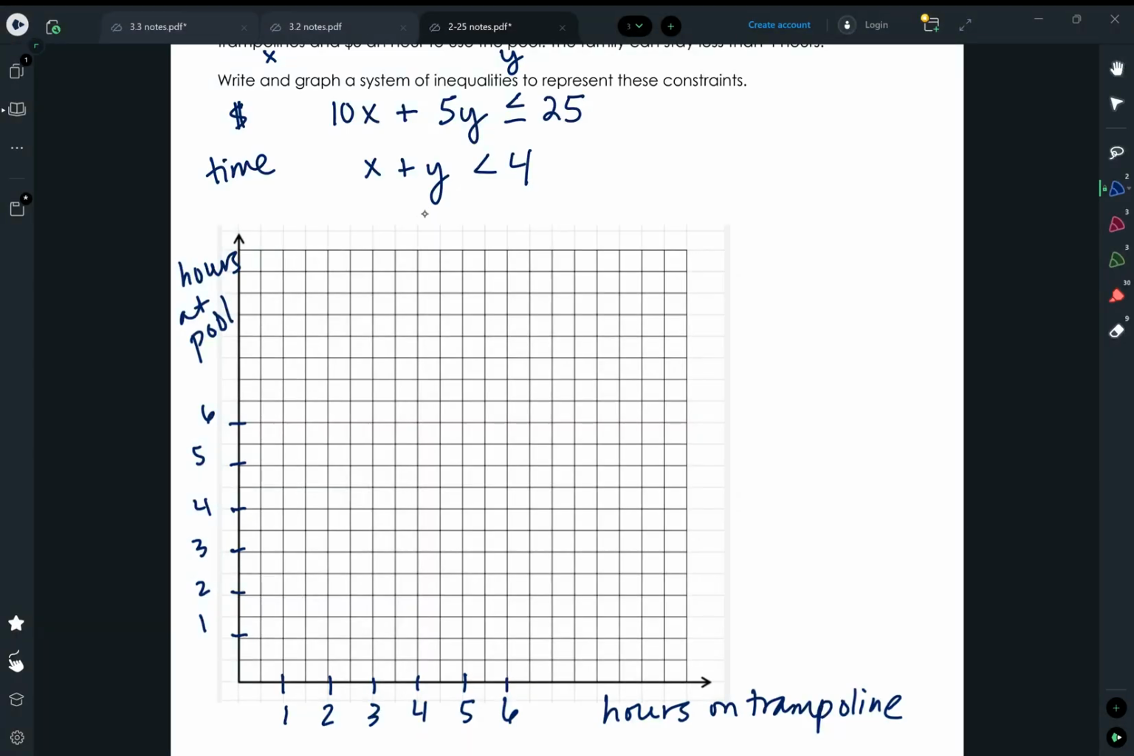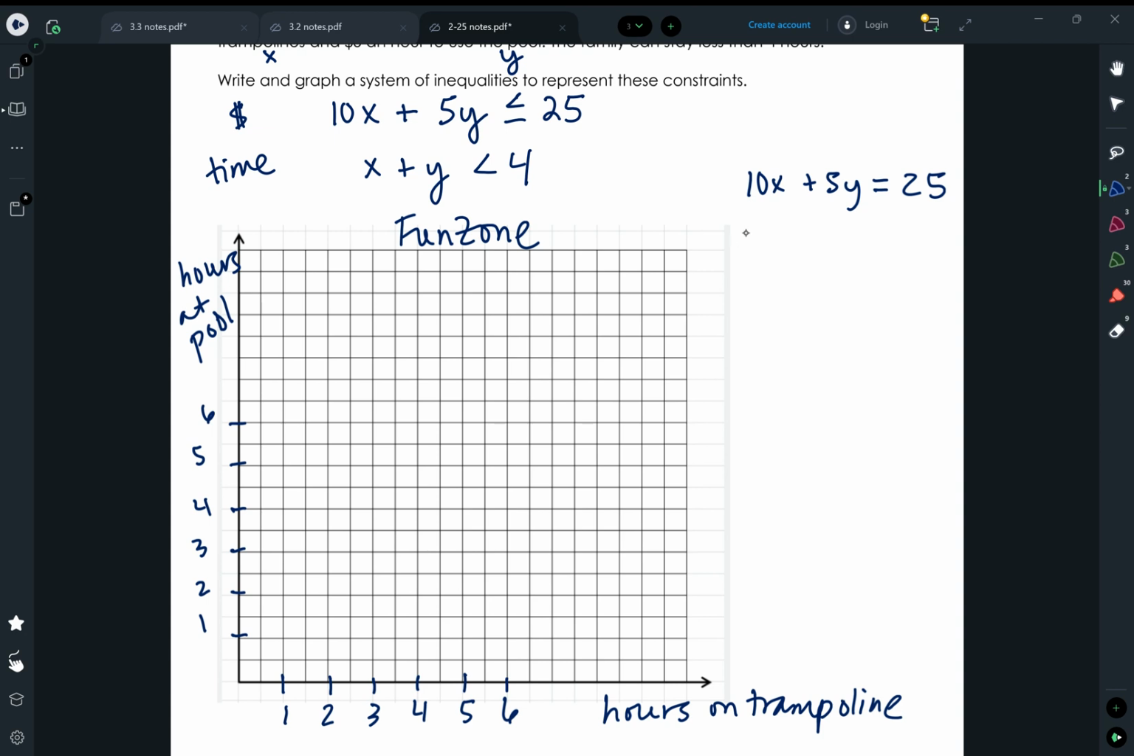And then maybe we call this Fun Zone. So when I am trying to graph 10x plus 5y equals 25, because really I'm looking at where to graph the line, and then I'm going to do some shading.